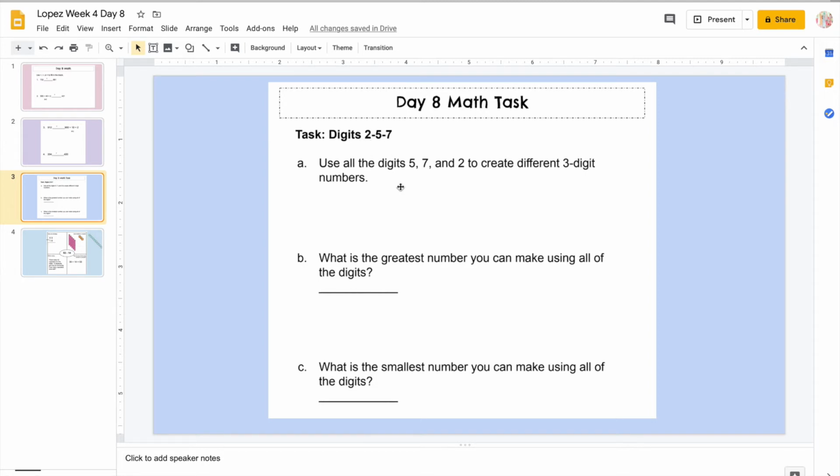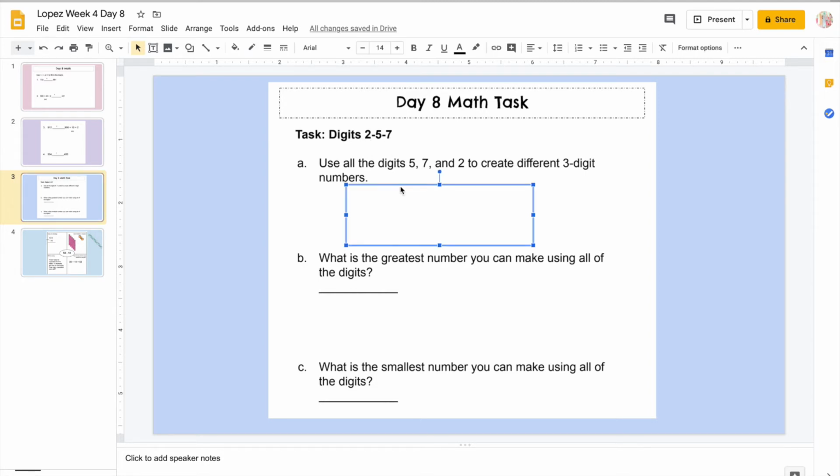It's not telling us a specific value. It just wants us to create a different 3-digit number. So we can take these 3 digits and create whatever number we want, as long as we are using all 3 numbers. So I'm going to say 7, a 5, and a 2. I used all 3 digits. It is a different number than 257. So that's how we are going to show it in a different way.